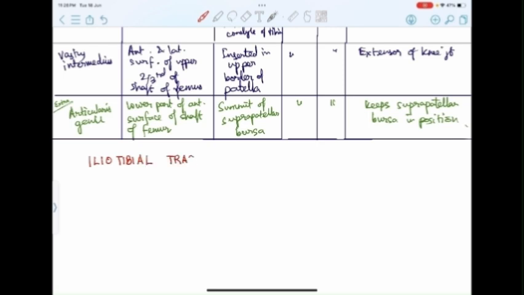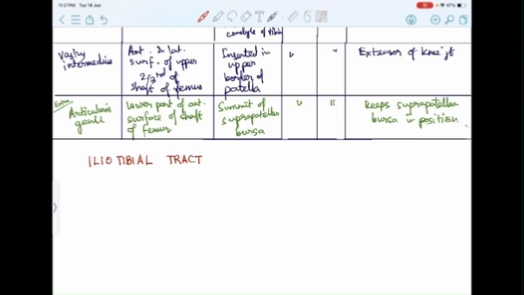I want to show you a picture of the iliotibial tract, but I don't want you to draw it because there's nothing much you need to draw. It's a very easy diagram. If you want, you can take a screenshot of this picture, but I personally don't want to focus on it much. It's the picture from AKD. I won't go into much detail on the diagram.